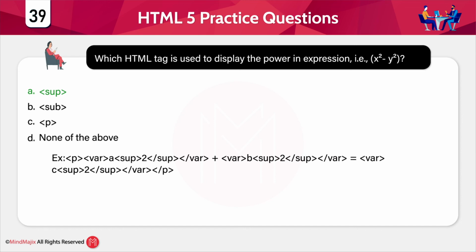See, this is the example, guys. Variable a with SUP 2. The 2 here is a power, so a square. If I want to display a square, that power would be displayed using which tag? SUP tag. See, a square, plus b square. The variable is b and its power is 2, so b square. And b square is equal to c square. The variable is c and the power is 2.